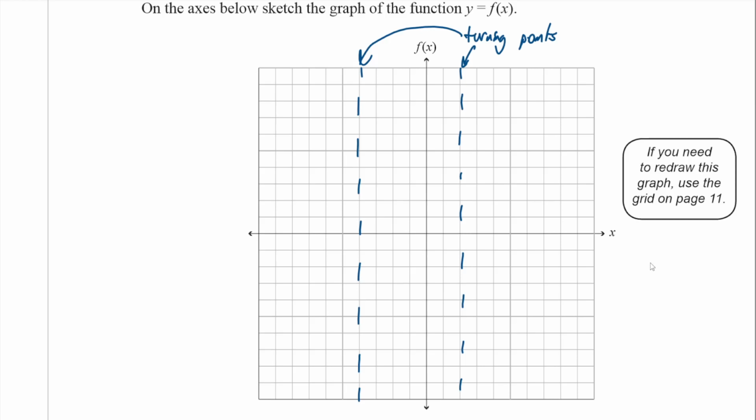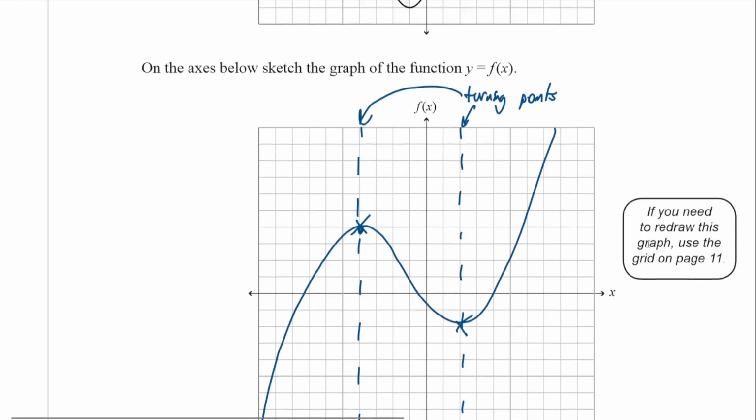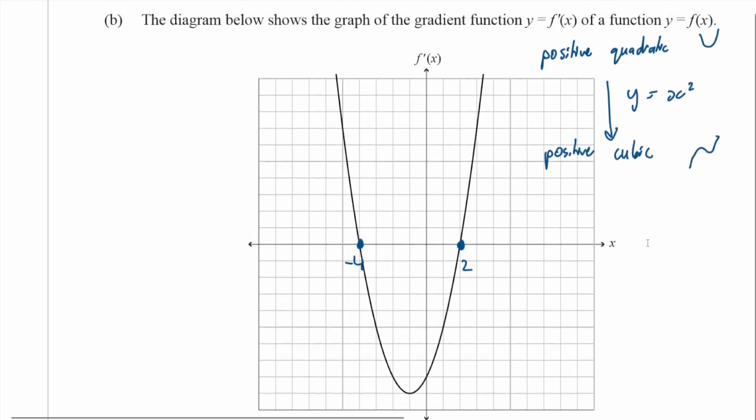So maybe we could put in our dots first. So put in, I don't know, here and here. Those are my two turning points, and I connect them with a smooth curve, like so. Now, can we be more precise than that?